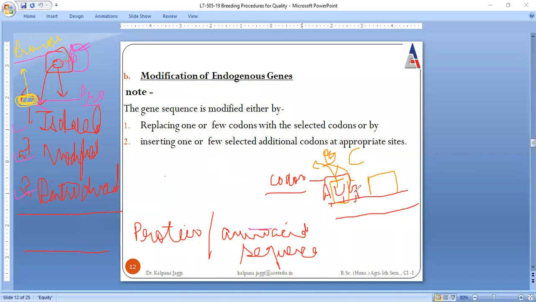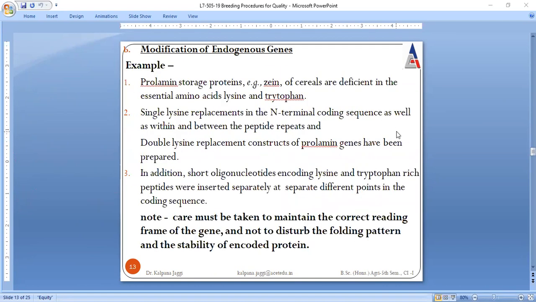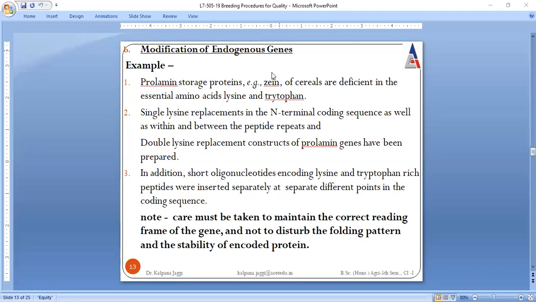That means one more thing: when you are going for this replacing, either we can replace one or a few codons, or we can insert one or a few codons. But a very important thing to keep in mind again is that whatever modification is done, it must be taken care of that the reading frame of the gene is not changed. What is not to be changed? The reading frame of the gene.